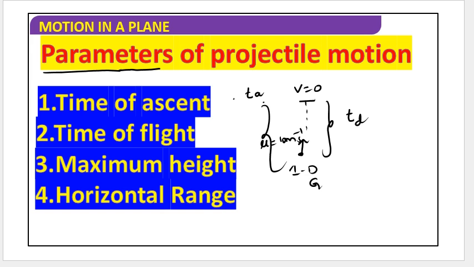That means, my dear children, suppose the time of ascent is 3 seconds, the time of descent is also 3 seconds. Why? Because here body is in uniformly accelerated motion. Because here acceleration due to gravity is constant. So time of flight means time of ascent plus time of descent, that is equal to 3 plus 3, that is equal to 6 seconds.